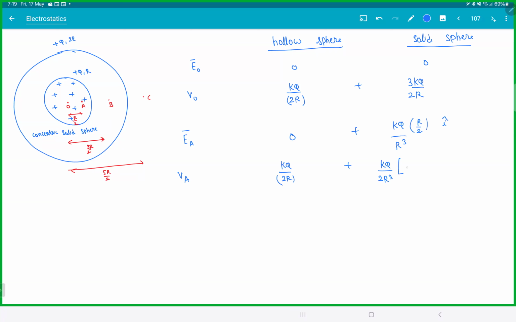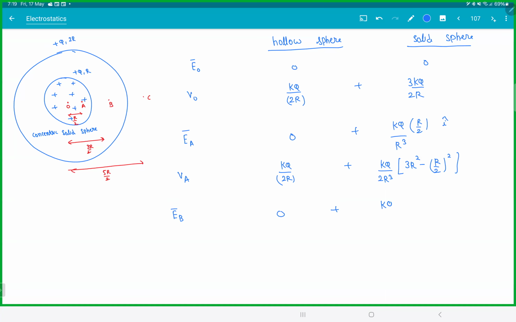It's not a good one. 3r squared minus r by 2 whole squared. That's why they asked this as a question. So potential is a little messed up. So add them up.